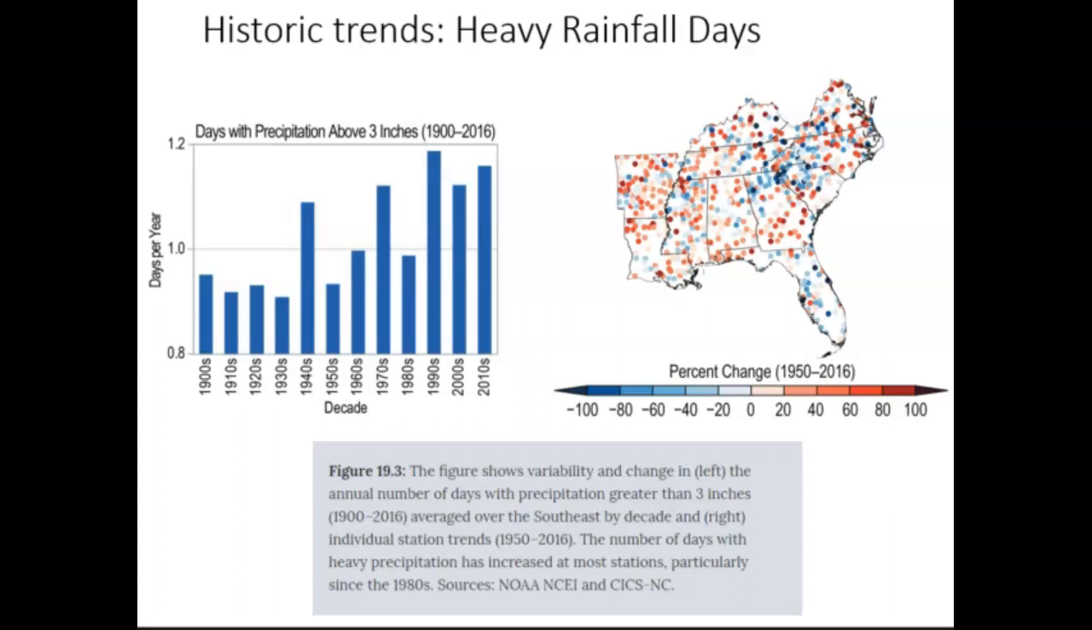The map at the right shows the geographic data for 3-inch days, where dots are individual weather stations where rainfall is measured. The trends clearly show that we are seeing more and more of these high-intensity rains.